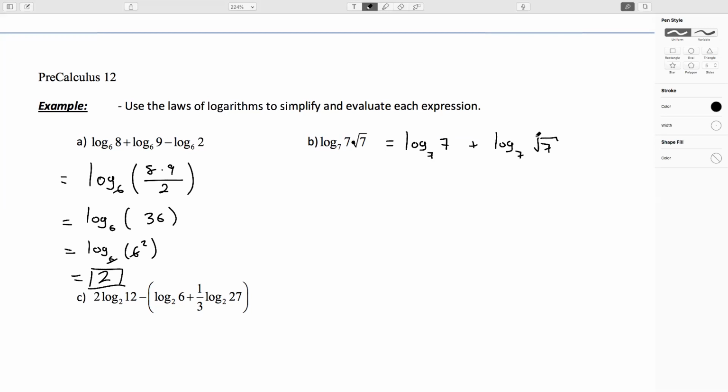And now I'm going to take the 7 in my second term and write the square root as its exponent. So this becomes log base 7 of 7 plus log base 7 of 7 to the 1/2. There's a lot of 7s in this line. Moving on, log base 7 of 7 is simply 1. What power of 7 is 7? Well, it's 1. And now this one, I can take my 1/2, or I can cancel my 7, and I will be left with 1/2.